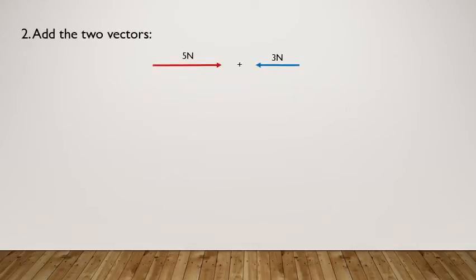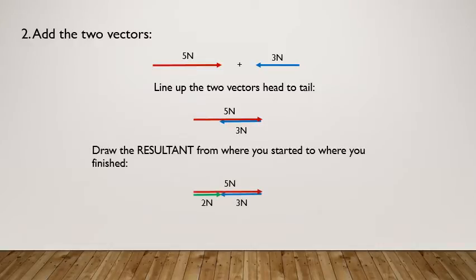Slightly harder one. Again, 5 newtons plus 3 newtons, this time 3 newtons in the opposite direction. Follow the same principles. Line them up head to tail and draw the resultant, or the answer, from where you started to where you finished up. And you should end up with a resultant that looks something like that. The answer being 2 newtons.